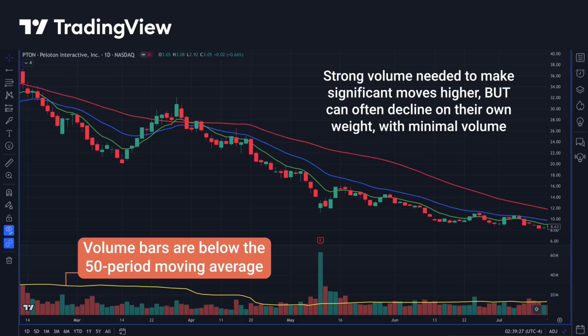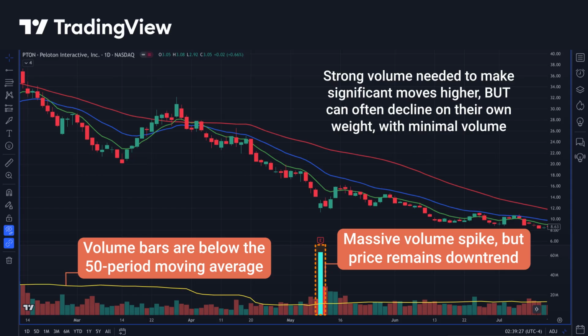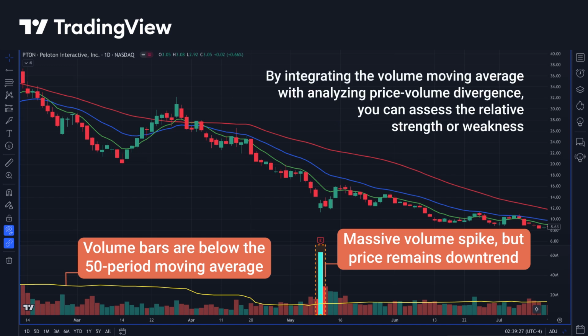Therefore, to confirm a potential bottom and trend reversal, we'd want to see a significant increase in volume near the lows, indicating strong buying interest and potential exhaustion of the downtrend. This high-volume bullish divergence would provide a more reliable signal of a potential reversal rather than relying solely on light volume during the decline. By integrating the volume moving average with analyzing price-to-volume divergence, as we covered earlier, you can quickly assess the relative strength or weakness of the current volume trend and then cross-reference it with the price action to identify potential high-probability trade setups or early warning signs of a potential trend change.